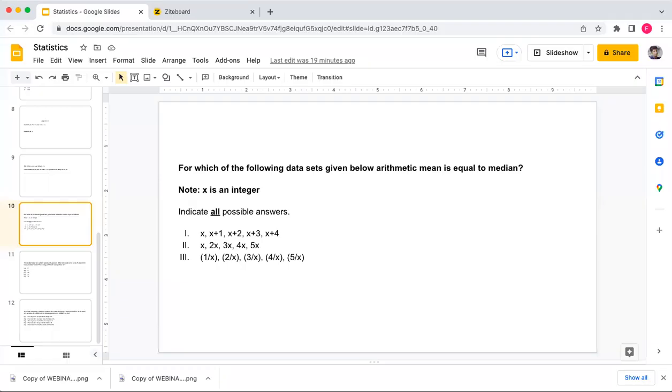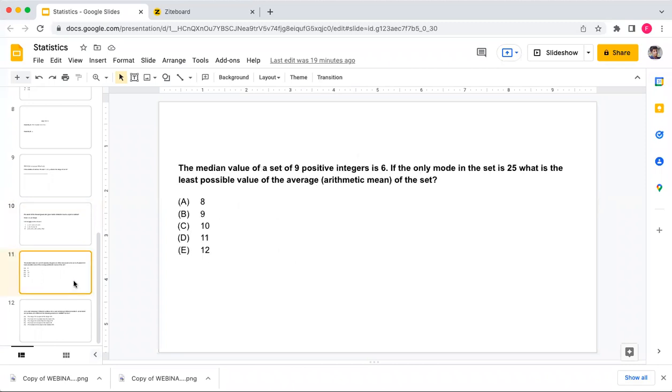Got the point? Questions. Okay, so now let's solve this question. This is the only question I have for the mod for you. I'll quickly solve this question.